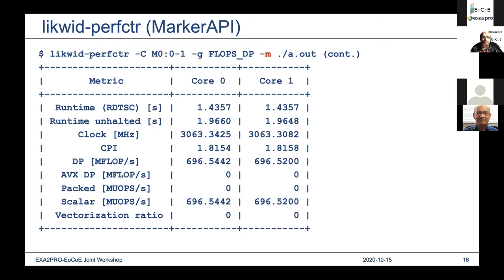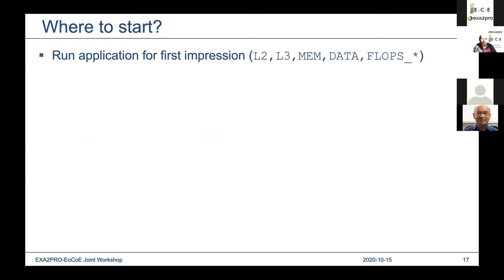So that's nice, but where to start? If you have a bigger application, the first question is what should I do now? What should I measure? What should I look at? Here's a guideline. First thing, run your application with the basic set of groups. So L2, L3, mem, and the flops DP or flops SP, depending on the data type you use in your application.